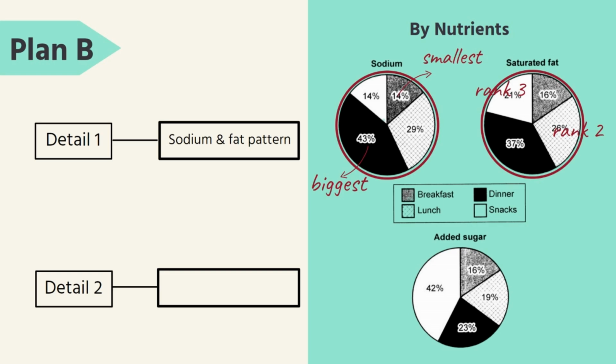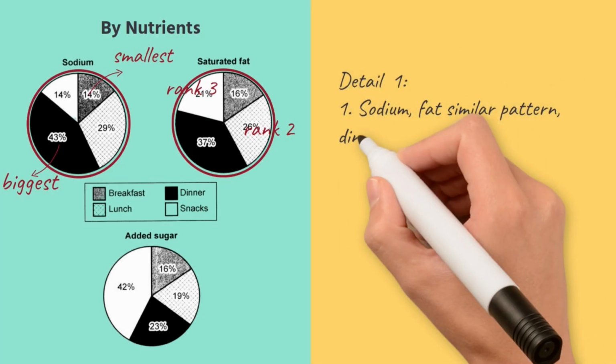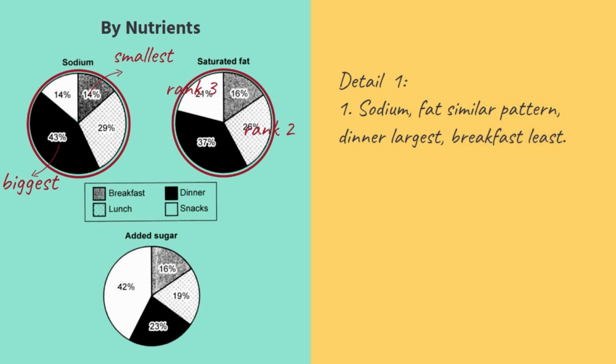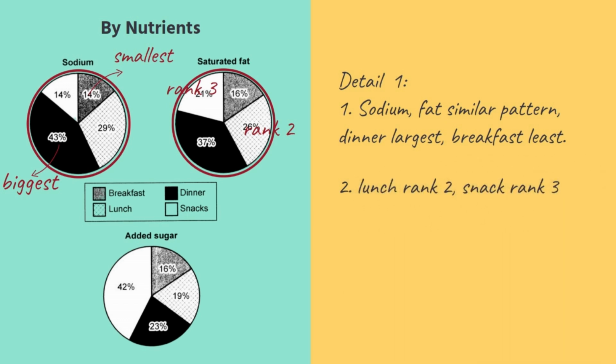Now let's write the plan down. Sentence 1, sodium and fat similar pattern. Dinner largest, breakfast least. Sentence 2, lunch rank 2, snacks rank 3.